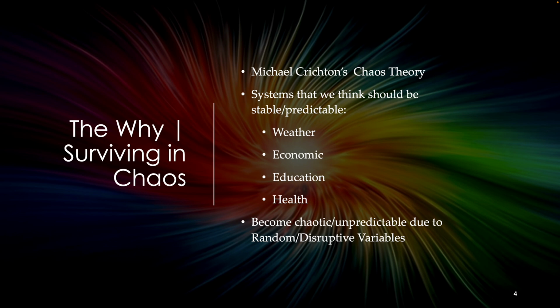And what chaos theory is: sometimes we think a system should be predictable. Weather, economics, education, healthcare, it should be stable over time. Well, we've seen that's not the case, certainly in this millennium, since we came into the year 2000, all the way to the mid-2020s. A disruptive random variable gets in the mix and blows a system apart, and it starts doing things that nobody really thought it would do.